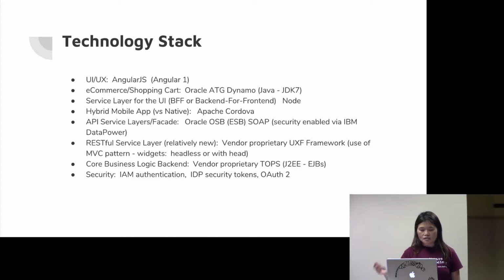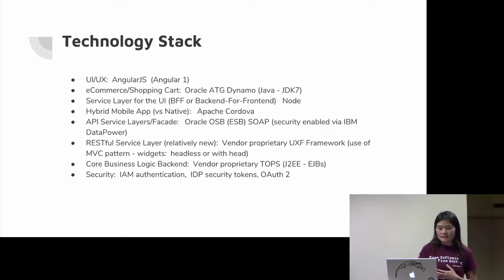Then we also have an API service layer, like a facade. The company, again, has these old legacy systems, and that's a SOAP interface, making use of the Oracle ESB layer. That's kind of complicated. It also makes use of an IBM DataPower, an older security system that's put in place. And then there's also a RESTful service layer that's relatively new. It's developed by a vendor, and it's a proprietary framework they call UXF. It's really an MVC pattern framework that allows the client side to access it through a RESTful layer.